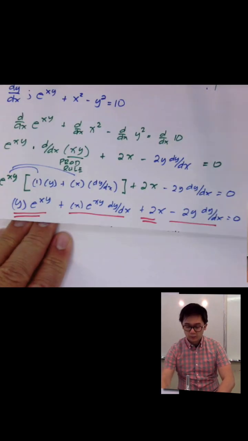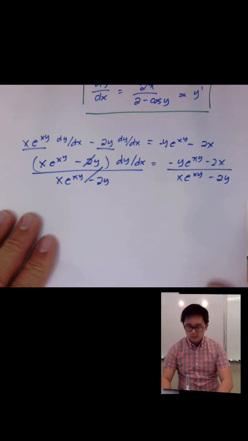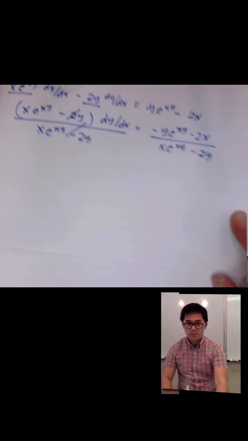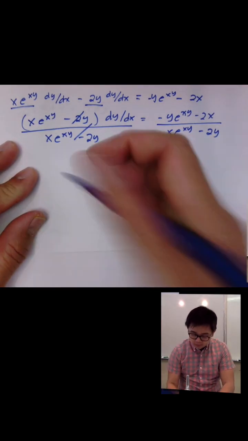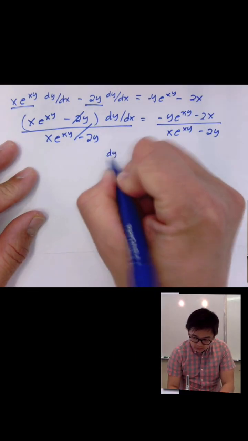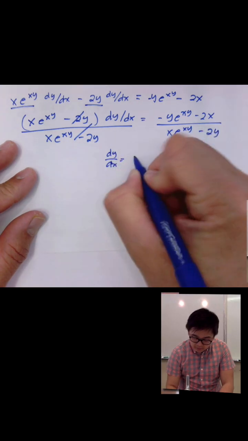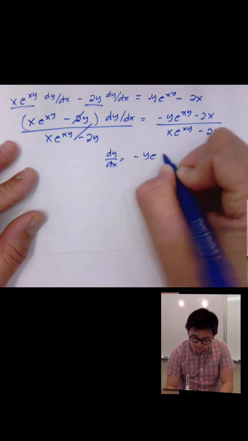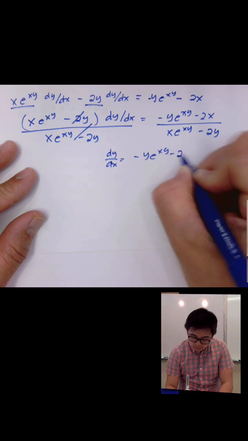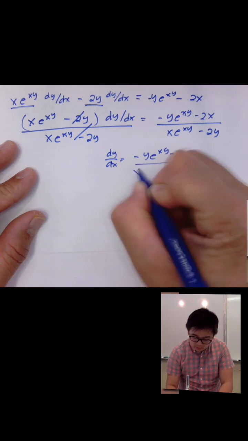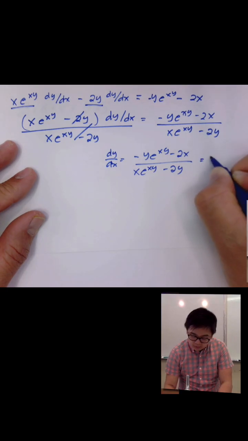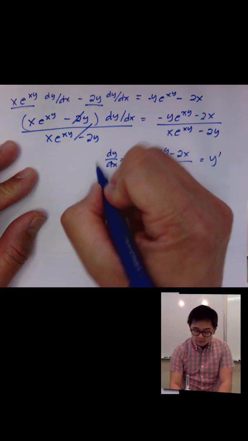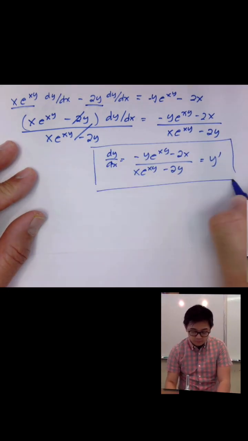So we'll end up with, let's simplify this function right here, dy/dx equals negative y e to the xy minus 2x over x e to the xy minus 2y, which is also y prime in some notation.